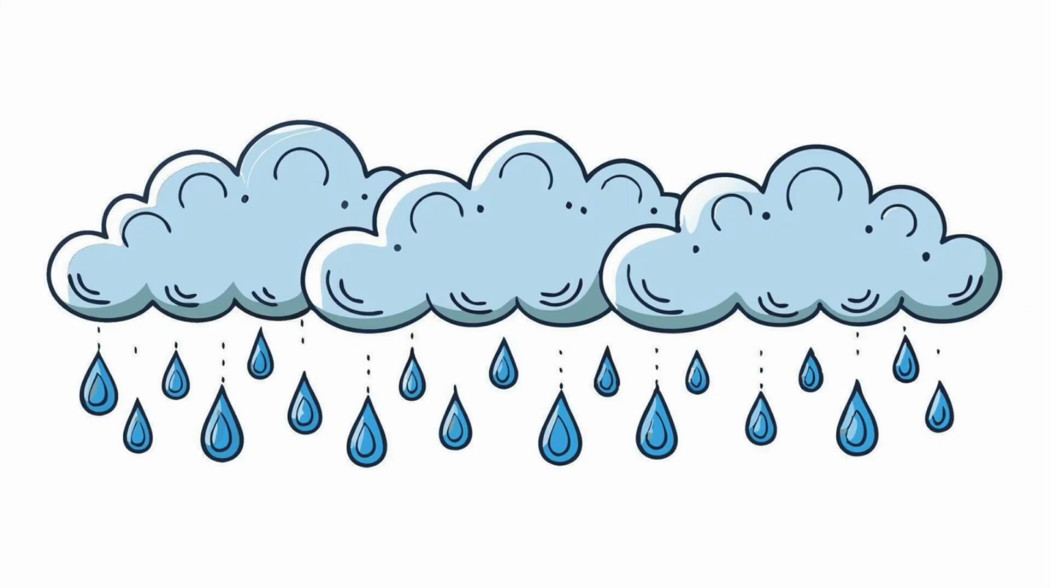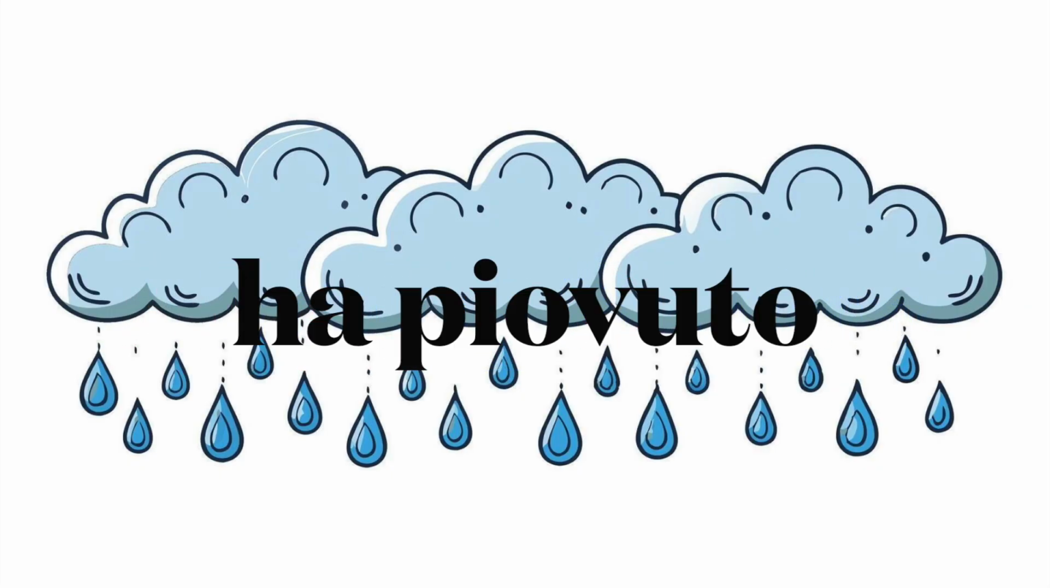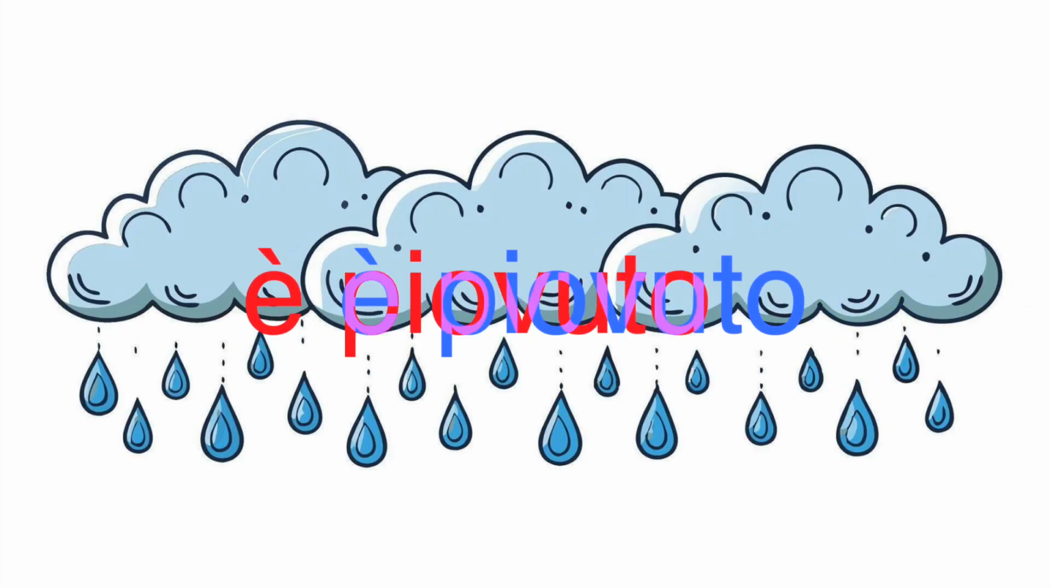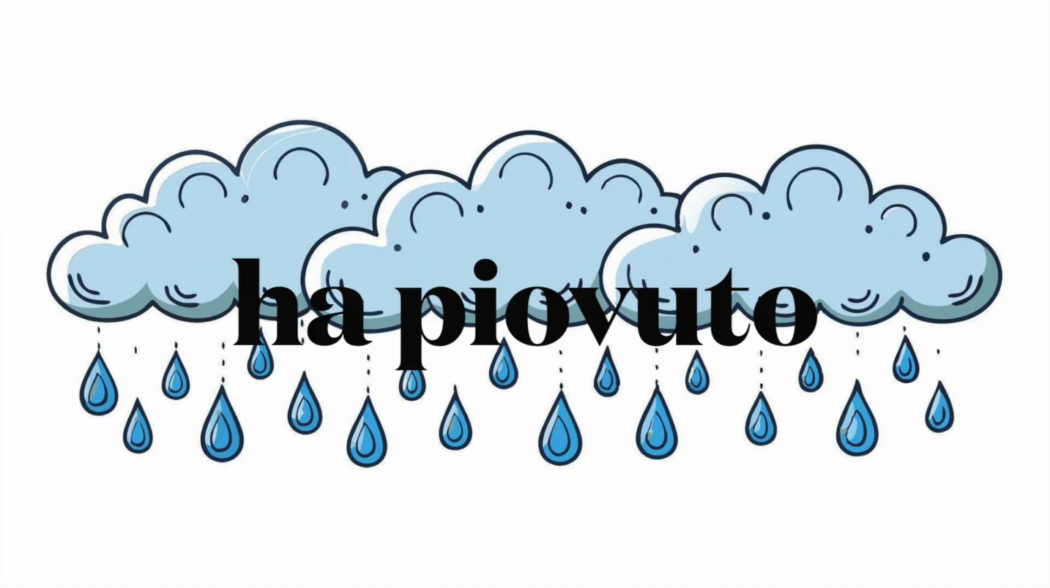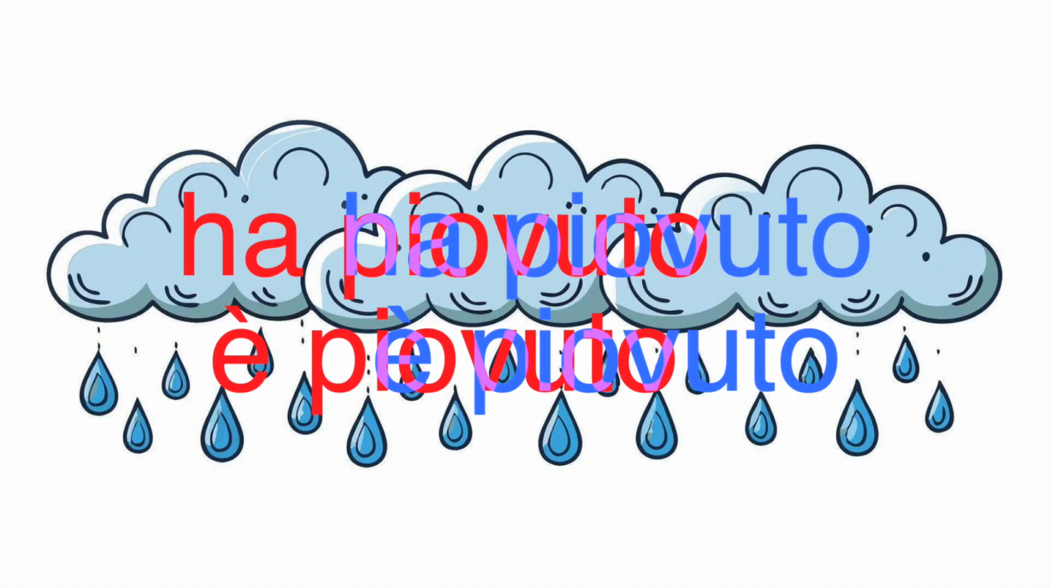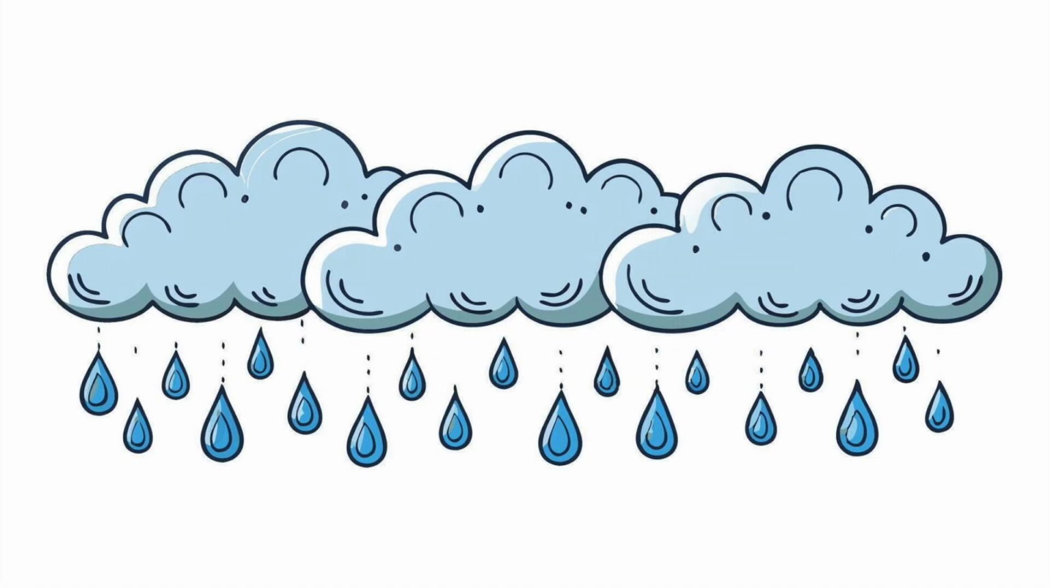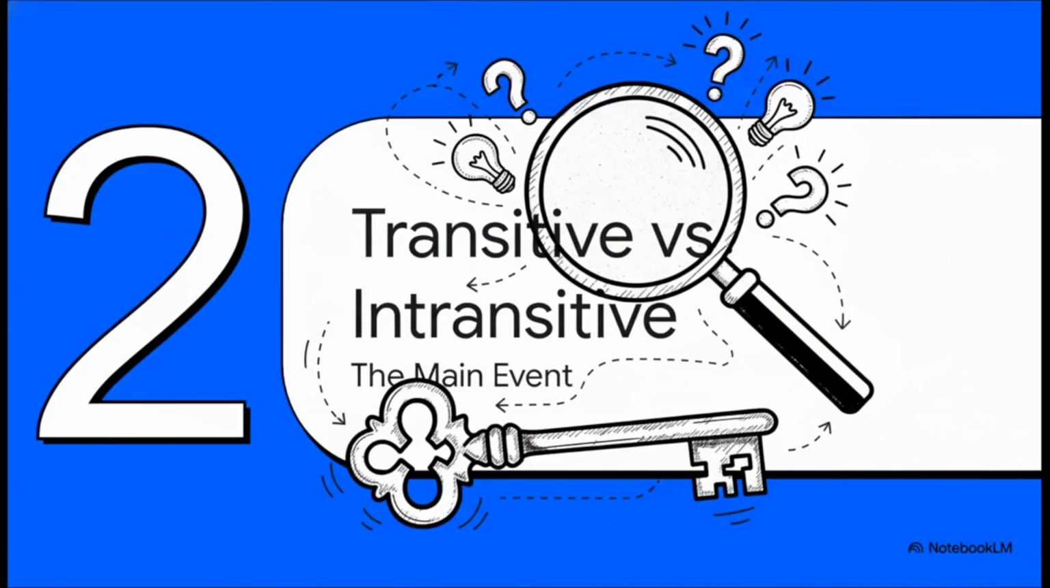It's your choice. So you could say ha piovuto or è piovuto. And guess what? The meaning is exactly the same. No difference at all. Now, you'll probably hear ha piovuto with avere a bit more in everyday speech, but seriously, both are perfect. All right, warm-up's over. Time for the main event.